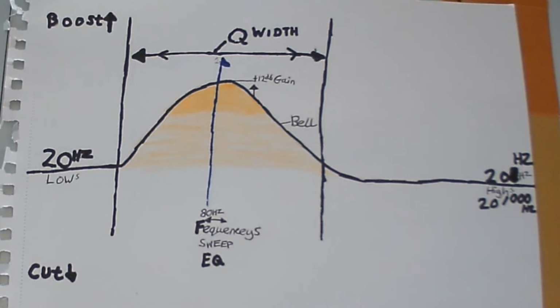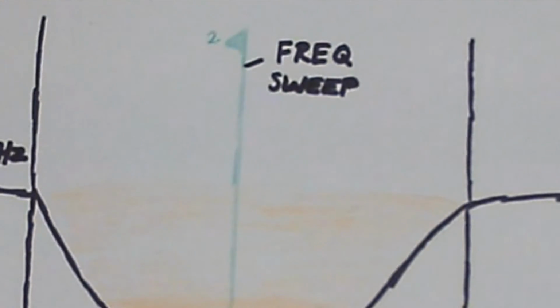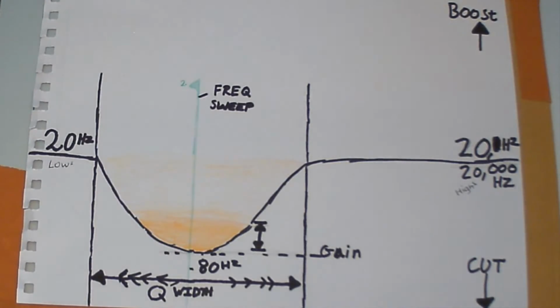And you can see the flag in the middle. The flag in the middle is representing the frequency sweep and what frequency you select. So say if you selected 100 hertz, then you could see the flag moving up or down within the frequency spectrum to show that you are on that frequency.